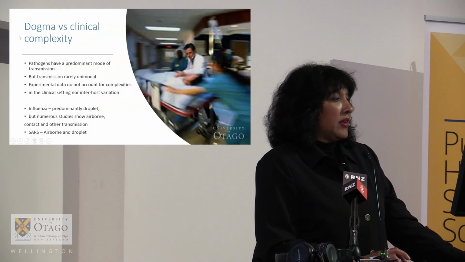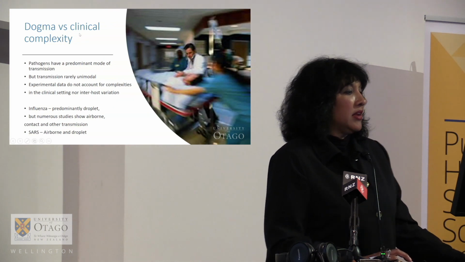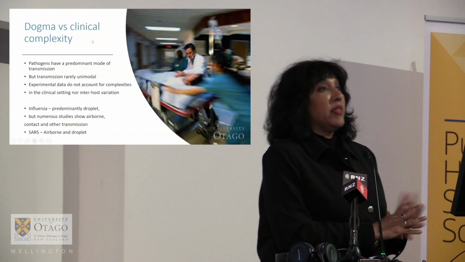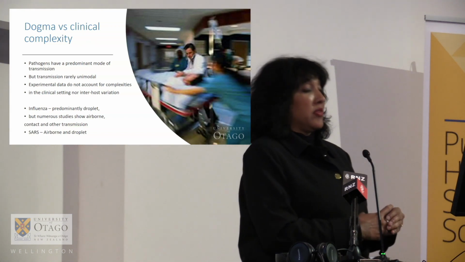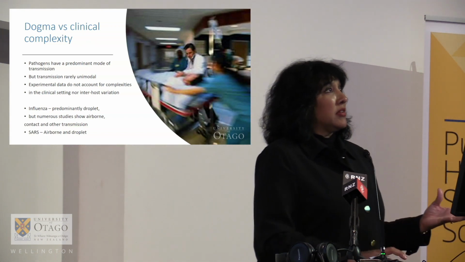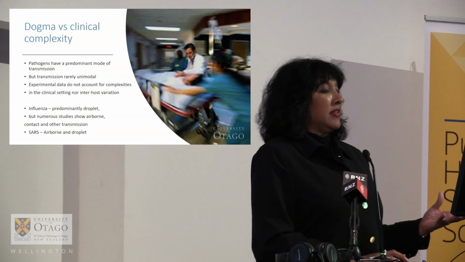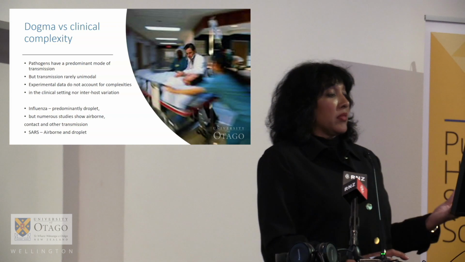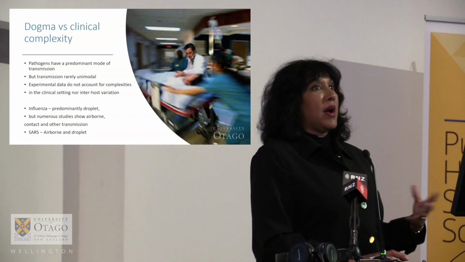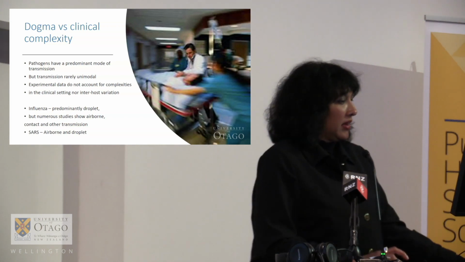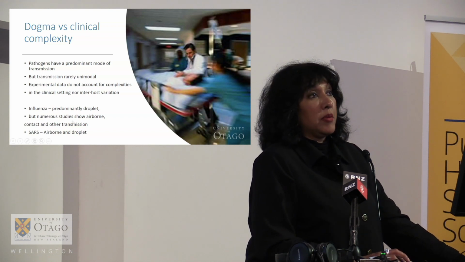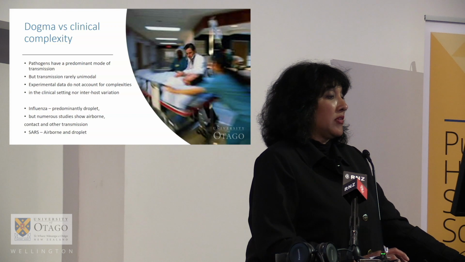So we'll have to think about dogma versus clinical complexity. Pathogens do usually have a predominant mode of transmission, but they can usually be transmitted by other modes. And experimental data don't account for the complexities in the clinical setting or inter-host variations or unpredictability in the clinical setting. SARS was definitely documented to be both droplet and airborne transmission.